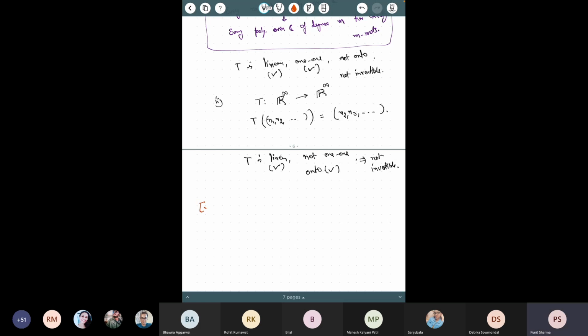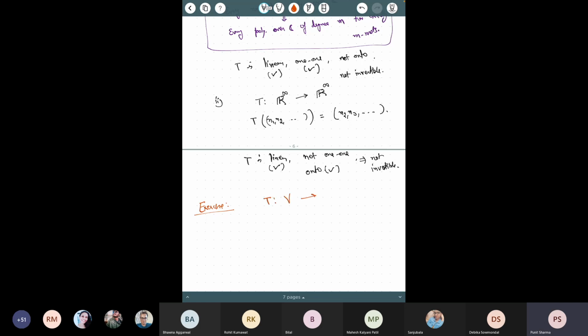So this I give you as an exercise. What is your guess? Can you guess something? T inverse is equal to A inverse. Yeah, so if A is the matrix of T with respect to B and B dash, let's say, then the matrix of T inverse would be the inverse of A. So this I give you as an exercise.